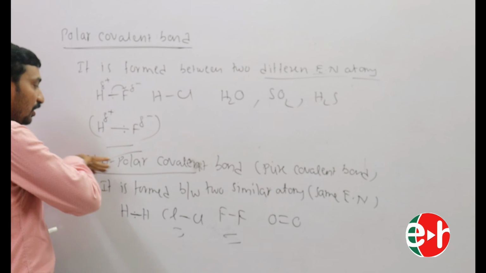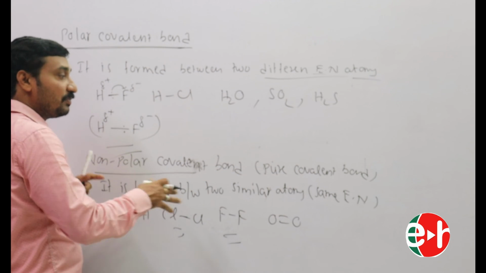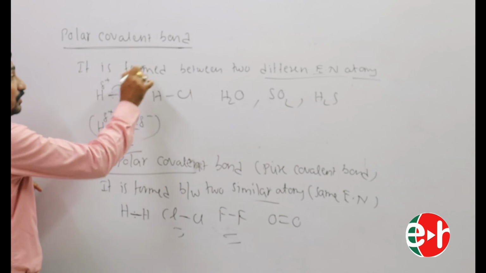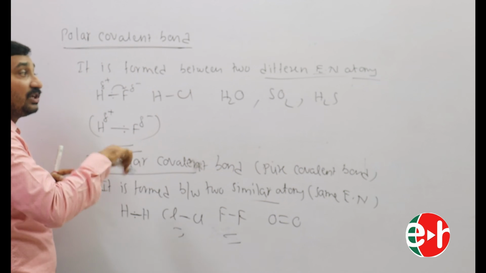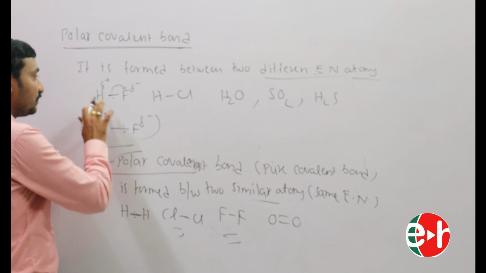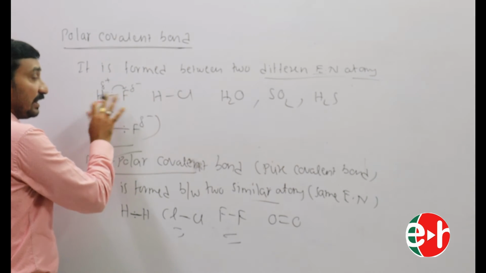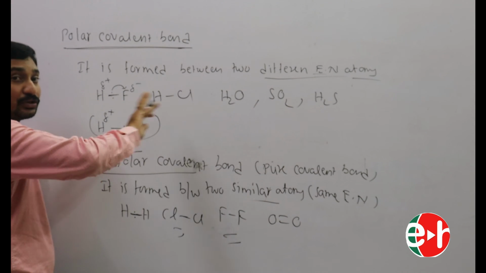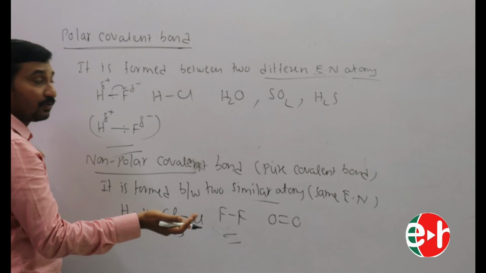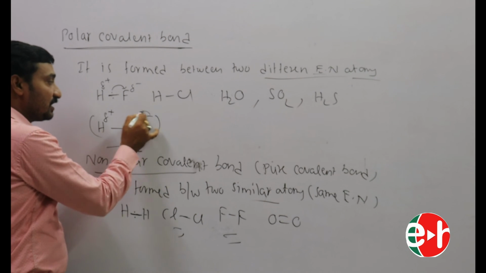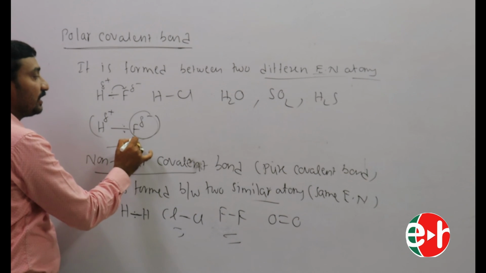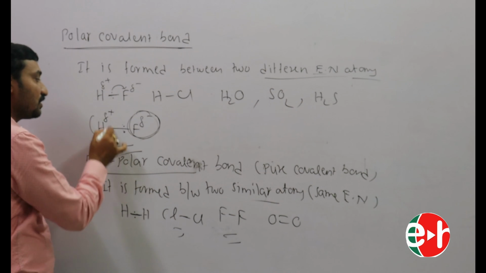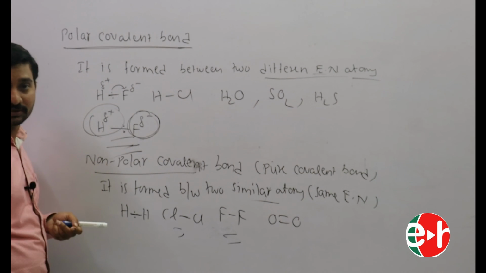So a non-polar covalent bond is formed between two similar atoms, that means same electronegativity. A polar covalent bond is formed between two different electronegative atoms. Example, hydrogen and fluorine have different electronegative values. The bond pair of electrons is attracted towards the more electronegative atom, here fluorine. So fluorine gets a partial negative charge, hydrogen gets a partial positive charge.